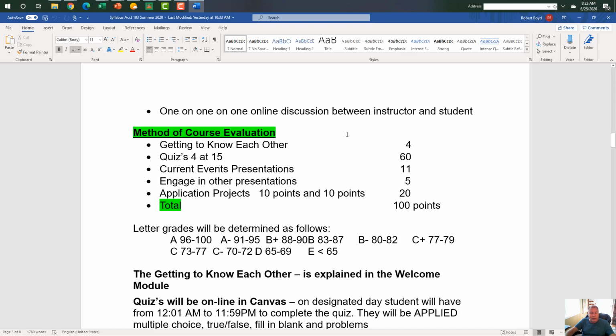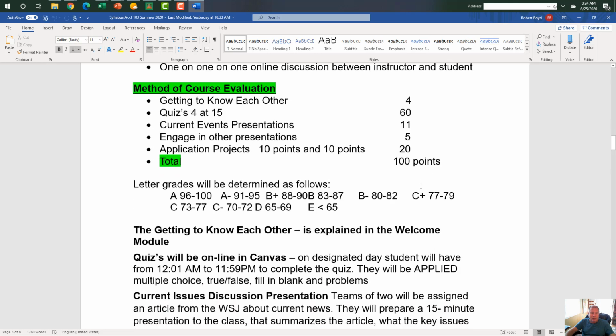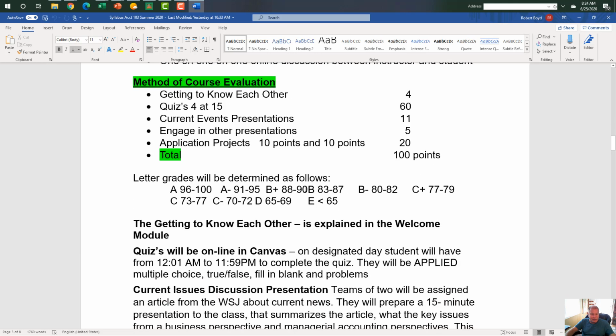First is getting to know each other. Even though we're virtual, we still are a class, a cohort. So we've got a little activity. We'll have 4 quizzes at 15 points each, which is 60. We'll have a current events presentation discussion, 11 points. You engaging in other presentations, whether that be virtually or based on a recording or being there in person, 5. We're going to do an application project, 10 points, 2 of them, 10 and 10. This is how letter grades are assigned.